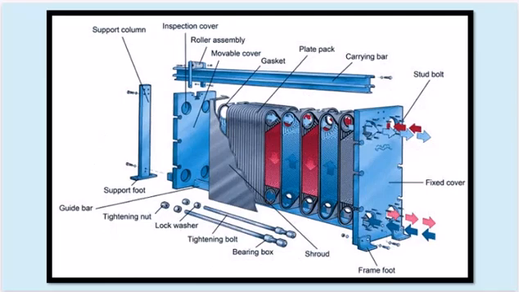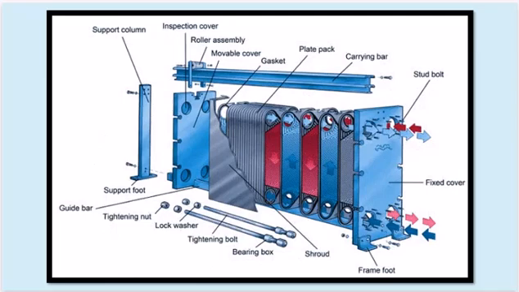A guide bar ensures proper alignment of the plates for efficient operation. Tightening nuts and bolts hold everything in place. A lock washer ensures that these bolts do not loosen over time. The bearing box houses the roller assembly, contributing to smooth operation. A shroud encloses the plate pack to ensure safe and efficient operation. Lastly, the frame foot provides the necessary stability for the system.